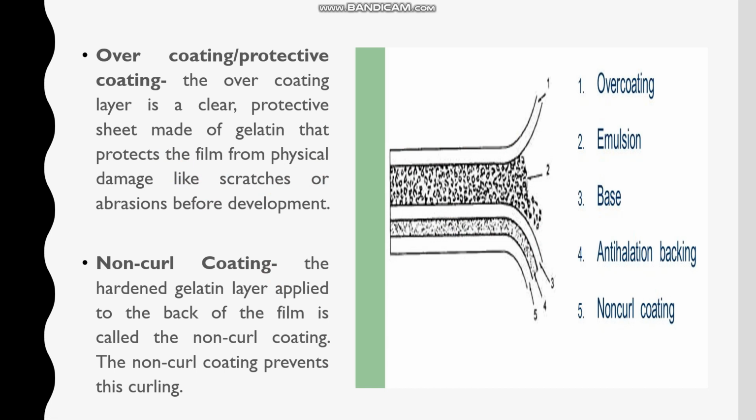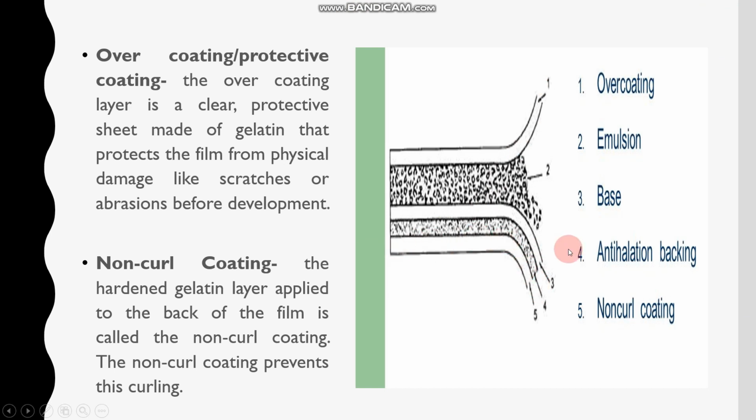So, again, the non-curl coating is a hardened gelatin, di ba, that is about the same thickness as the emulsion layer and is applied to the back of the film. So, nasa ilalim siya ni anti-halation backing.